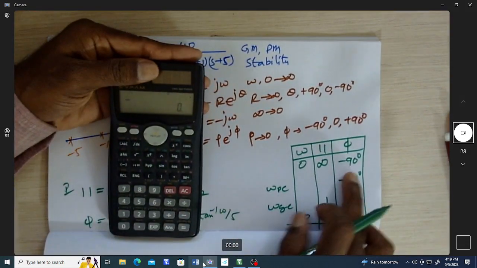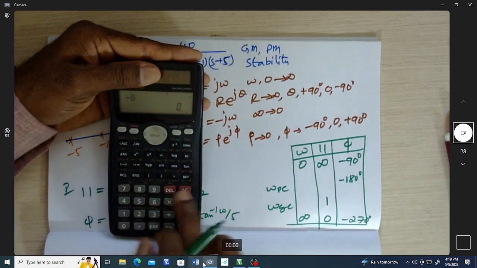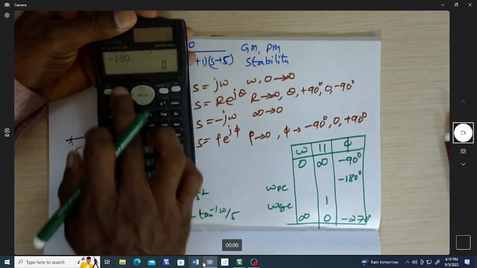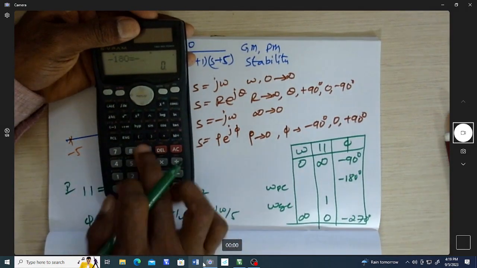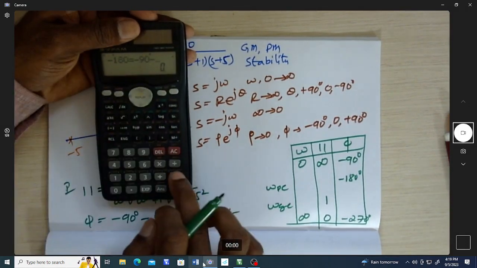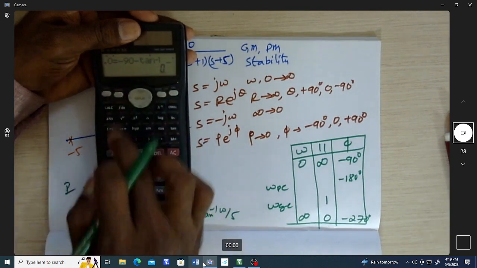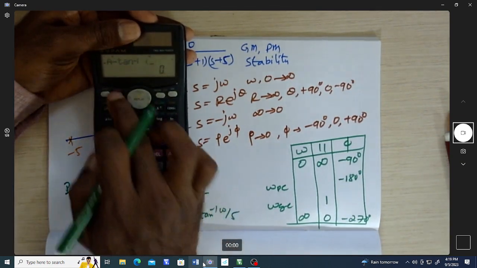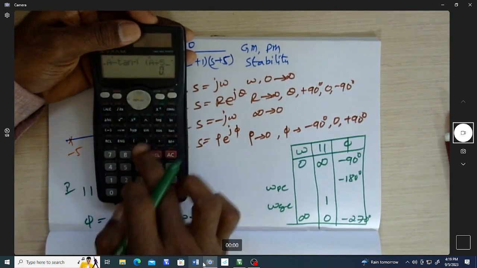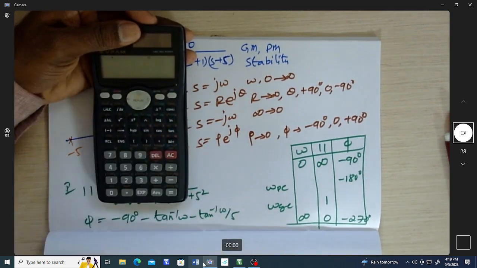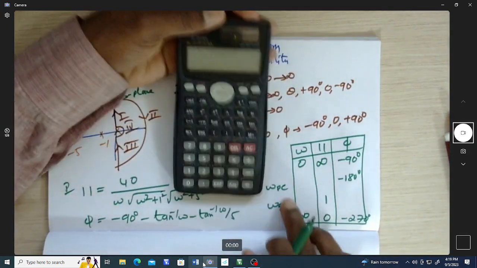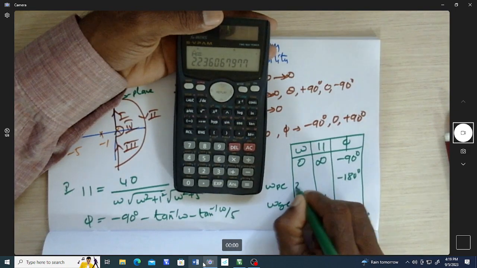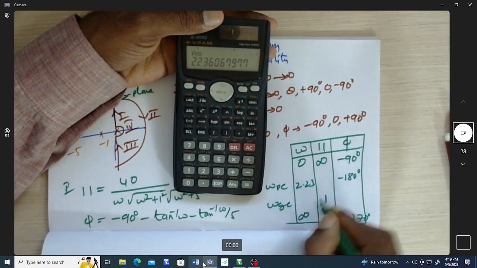To find omega PC, you equate the phase equation to minus 180 degree: minus 90 minus tan inverse of omega minus tan inverse of omega divided by 5 equals minus 180. So the frequency at which the phase is minus 180 is 2.23 radian per second.